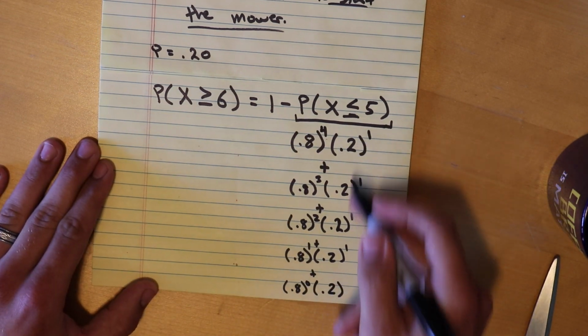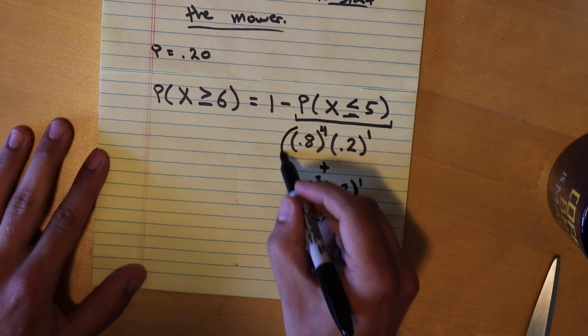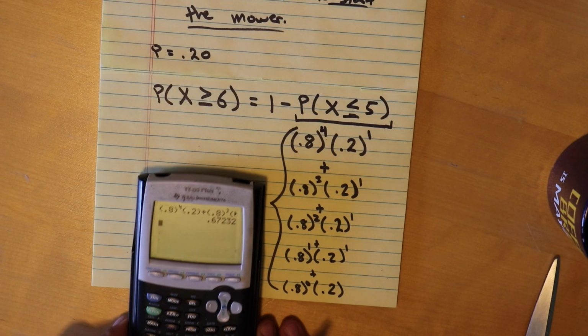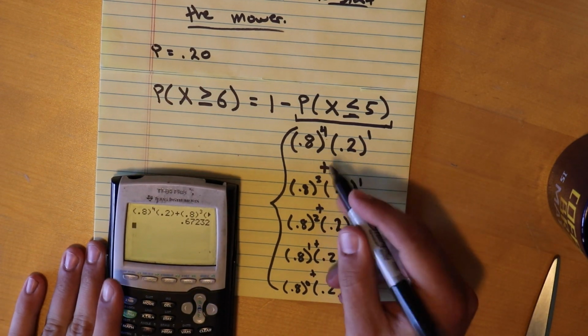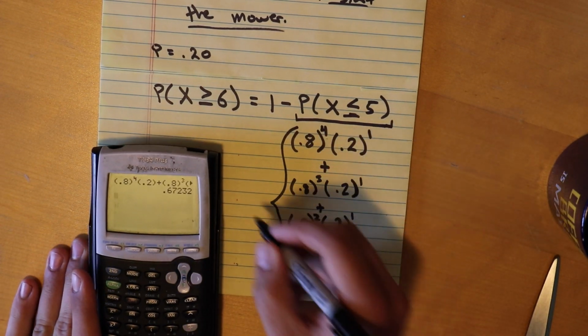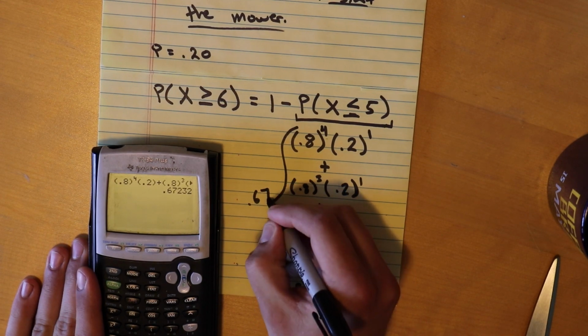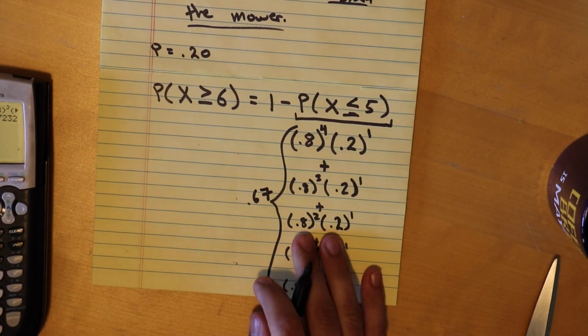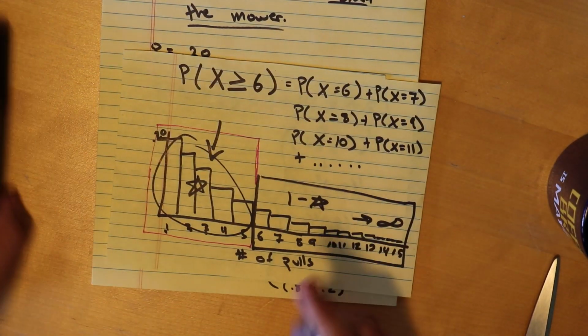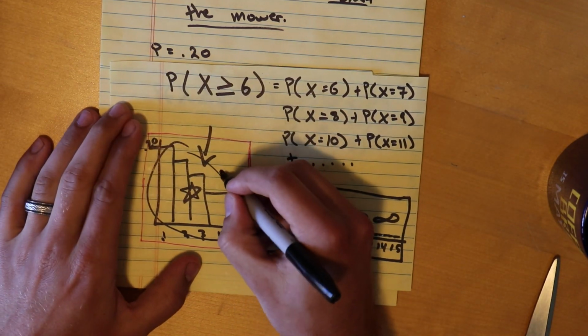And so I find all these probabilities and add them together. If I add this big old string, taking my time, especially with my parentheses, this adds up to about a 67% chance. So this right here is 67%.